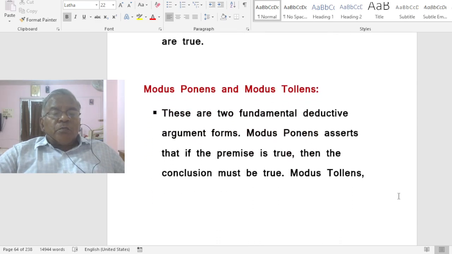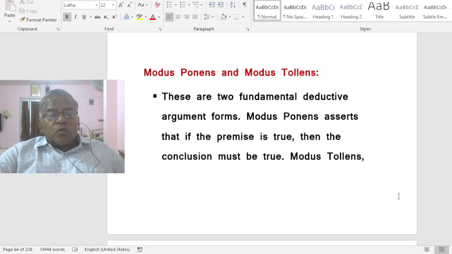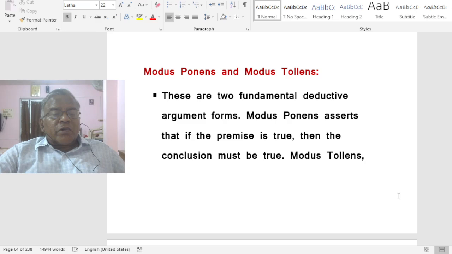Modus ponens and modus tollens. What do you mean by this? There are two fundamental deductive argument forms. Modus ponens asserts that if the premise is true, then the conclusion must be true.